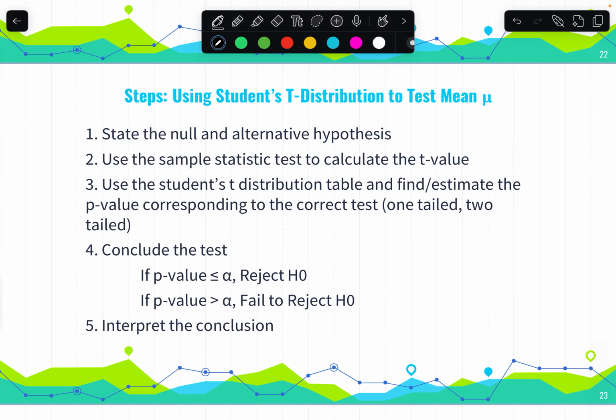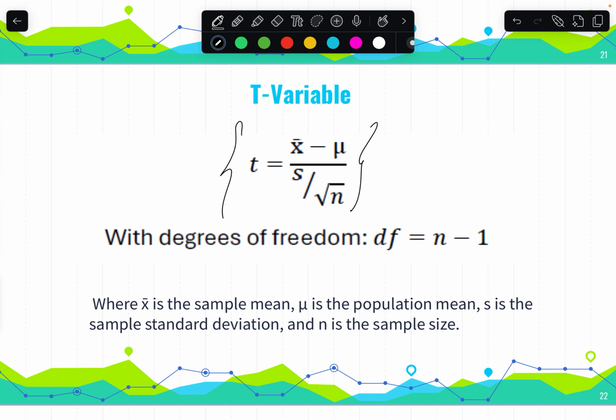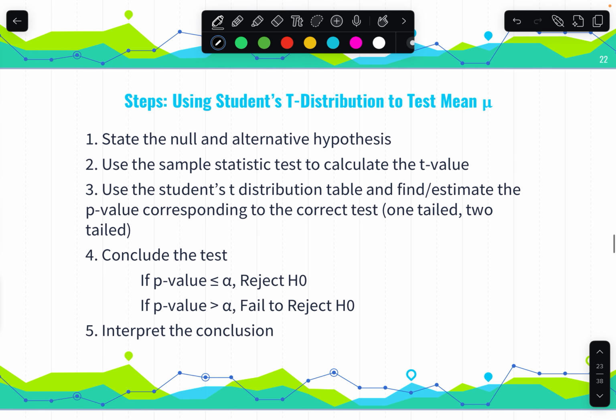Just to give us a refresher on hypothesis testing, the first thing that we want to do is state the null and alternative hypotheses. You're going to want to find the sample statistic to calculate the t-value, which is going to be this equation here, basically what it's telling us in number 2. Number 3, you're going to want to use this t-distribution table to estimate the p-value and correspond it to the correct test, which is the one-tailed or the two-tailed. Then you're going to conclude the test and interpret the conclusion. So for step 3, you're going to have to use that degrees of freedom equation. And then steps 4 and 5, nothing new. It's the stuff that we learned from the previous class.